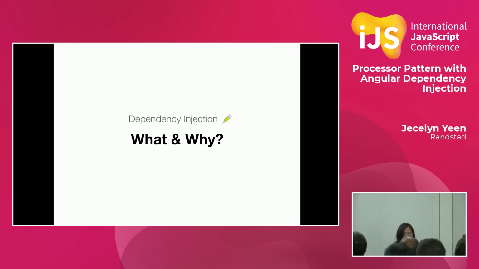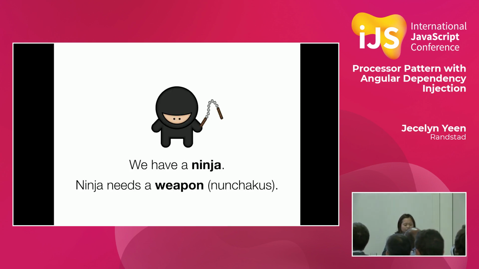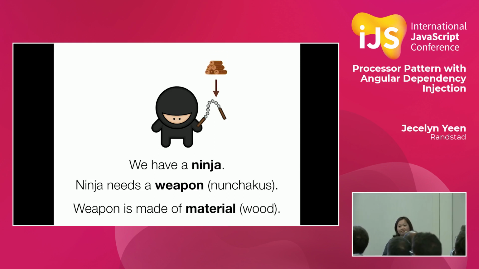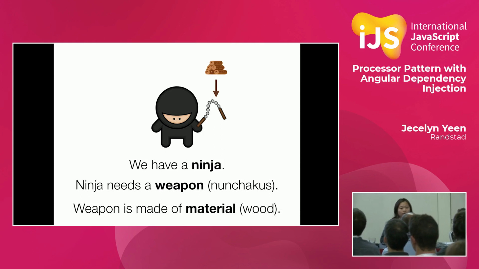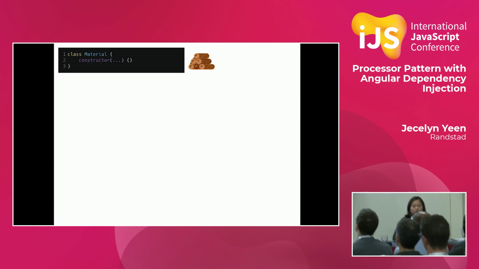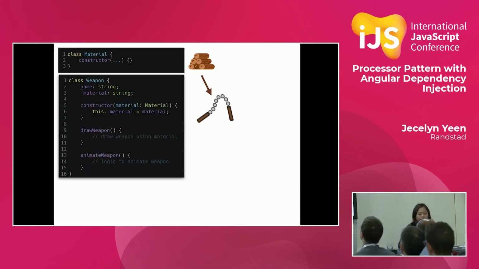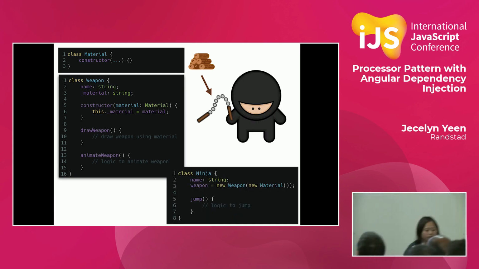So let's talk about dependency injection. What is that and why do we need that? Let's say we have a ninja and the ninja needs a weapon and the weapon is made of material. If we convert all this to programming, probably we have a class called Material and we have a class called Weapon, and the weapon will have a property called name, and because we need material, in the constructor we actually put that in because we need a material when we create the weapon.